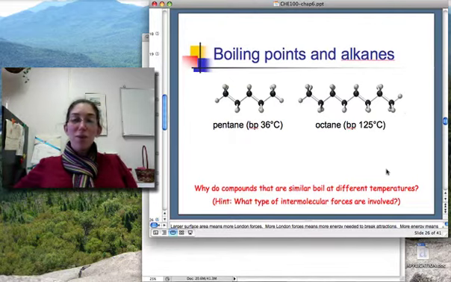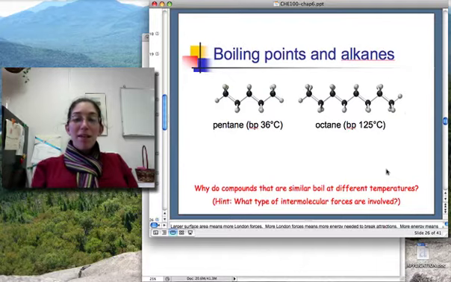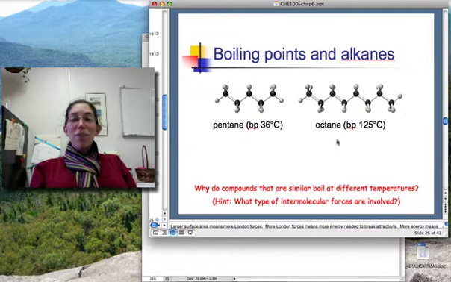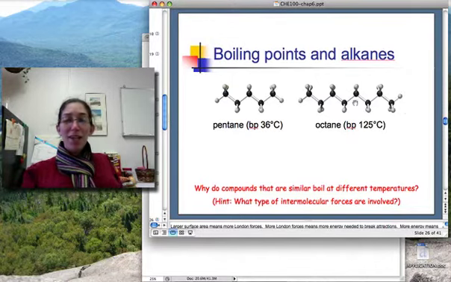Okay, so take these two alkanes, for example. Pentane, C5H12, has a boiling point of 36 degrees Celsius, and octane, which is C8H18, has a boiling point of 125 degrees Celsius. They're very similar molecules. They're both nonpolar compounds that only have London forces holding them together. So why is the boiling point for octane so much higher than the boiling point for pentane?